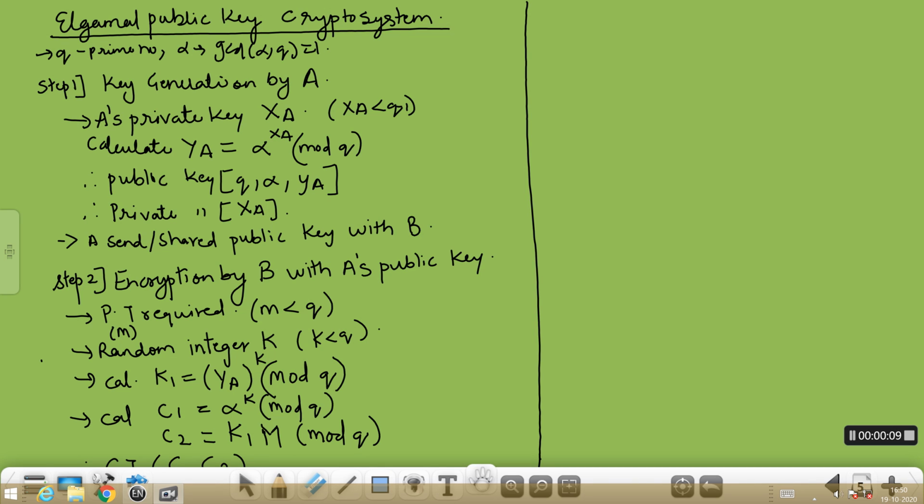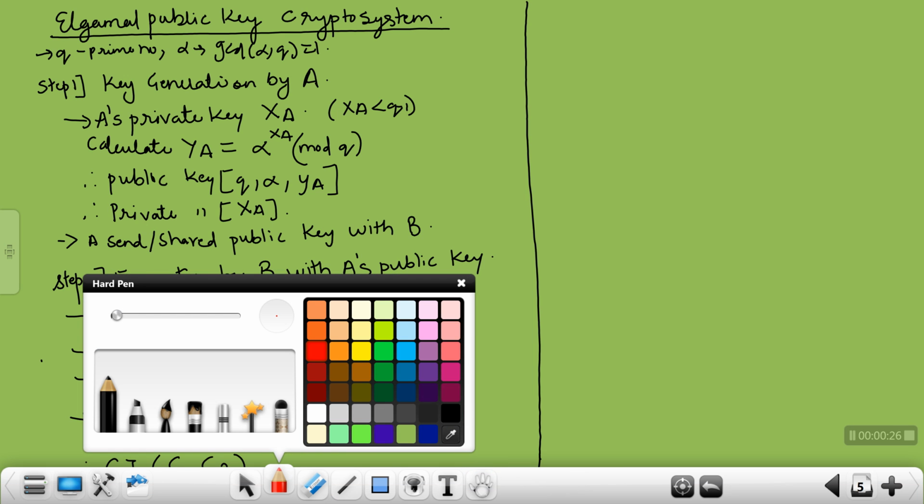Afternoon friends. In this session we are going to learn the ElGamal public key cryptosystem. In the previous session we have seen how we do Diffie-Hellman key exchange. Now for the ElGamal public key cryptosystem you require a q which is a prime number, which will be provided to you in the problem.